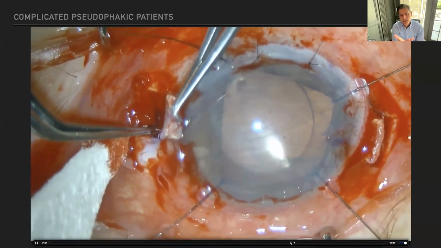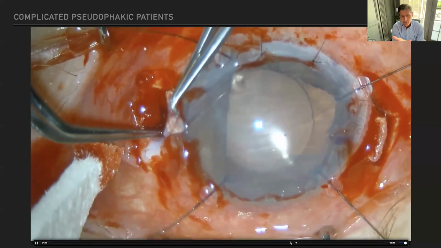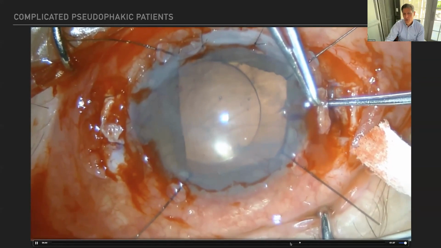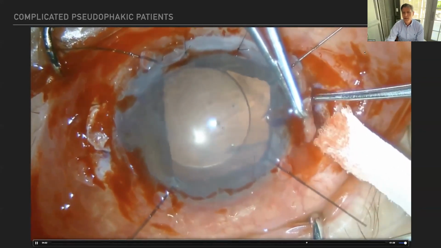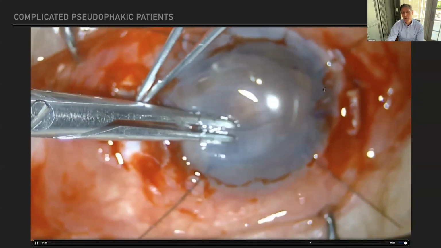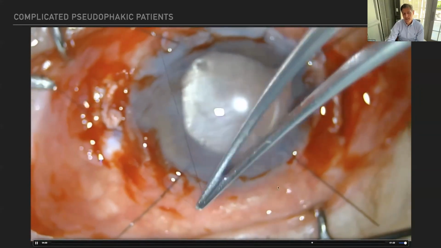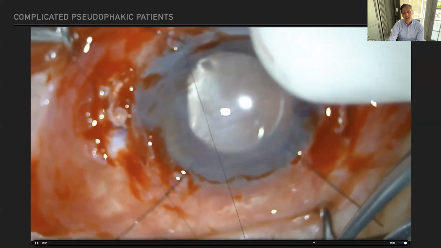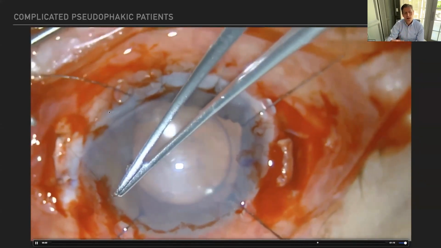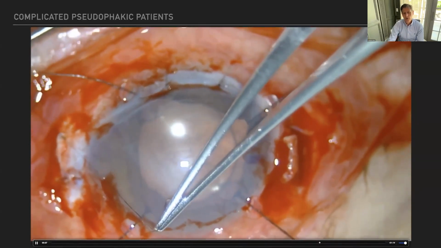Agarwal described this using tissue glue. I do it without tissue glue. You just go in and introduce it into those little tunnels that you created. You can see the centering of the lens is perfect. And then you can fixate the haptic with an 8-shaped suture, and then you close your incisions.